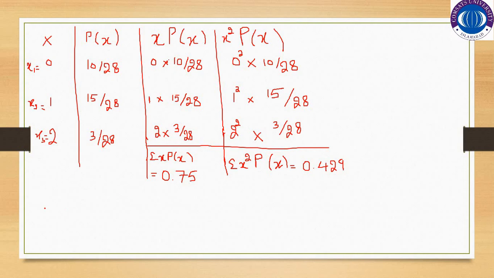We can find out the expected value of the random variable x by generating the column x into p of x and then summing it up. That is summation x into p of x. We already know that x and p of x, 0 into 10 by 28, 1 into 15 by 28, 2 into 3 by 28, which is 0.75.